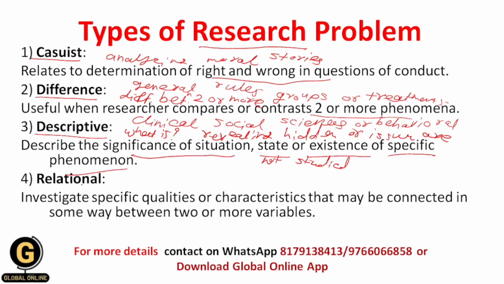Okay, next is relational. As the name suggests, it tells us what the relation is between two or more variables to be investigated. It investigates specific qualities or characteristics that may be connected in some way between two or more variables. Whenever we want to know the relation between variables, we study their qualities or characteristics so that we can find their relation. So this is the relational research problem.